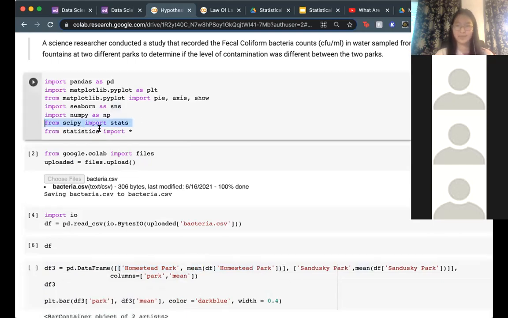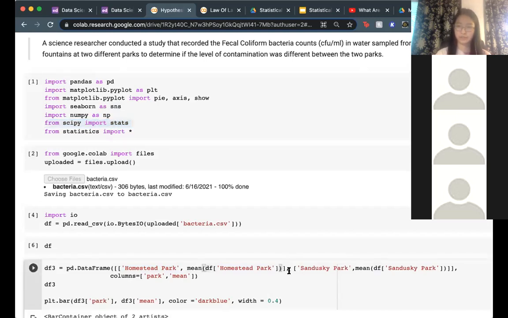Python doesn't have a mean, which sucks, because I think that'd be really useful. But yeah, this is from that package, I believe. I had to hunt for it because it was giving me errors like 24/7. But you've got the mean here, and then you can find Sandusky Park and the mean here. And then it'll label your columns, which is the park name and the mean.